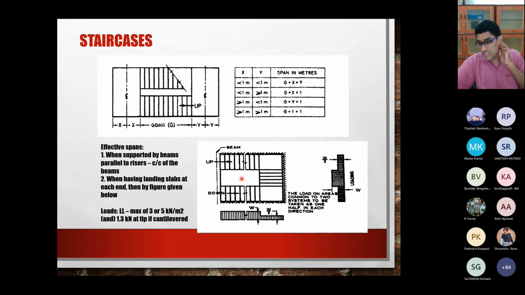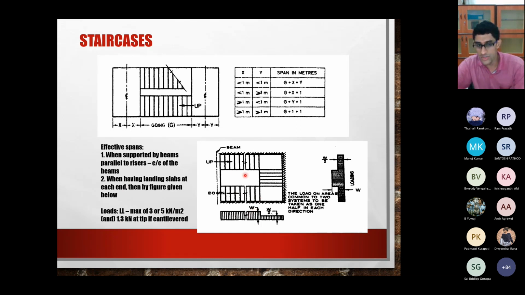For any given type of building, it tells you how to take the live load on a staircase, on a beam, on a wall, a column, whatever it is. According to IS 875, these are the loads to be applied on a staircase for a normal building. 3 or 5 kN per meter square should be the live load, and if the staircase is cantilevered, then at the tip of the cantilever give 1.0 kN also. Based on this, you are able to find the load W.